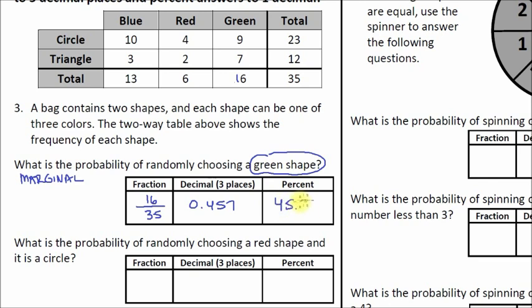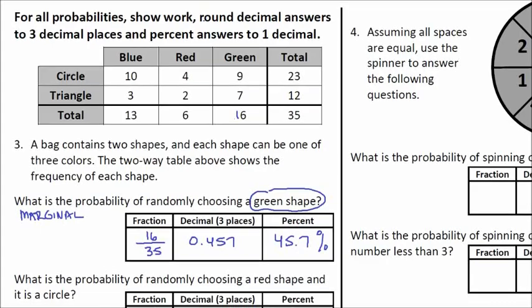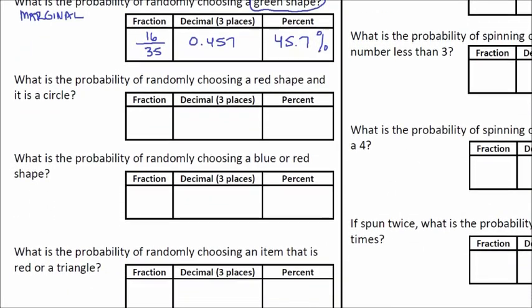45.7%. From here on in, I'm not going to plug in the fraction or the decimal to get the percent. I'll just write the answers out for you unless I think I need to explain something with the calculator. All right, let's take a look at question number 2. I'm going to have to go back and forth between these questions, so I hope I don't give you guys a headache. What is the probability of randomly choosing a red shape and it is a circle?